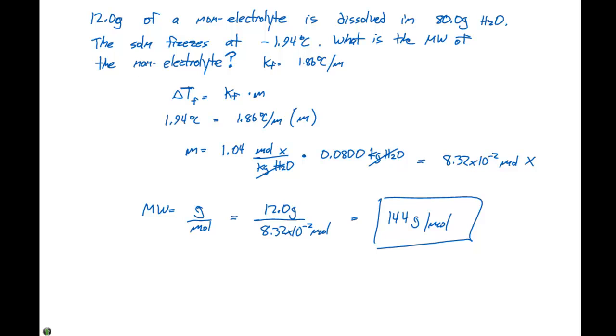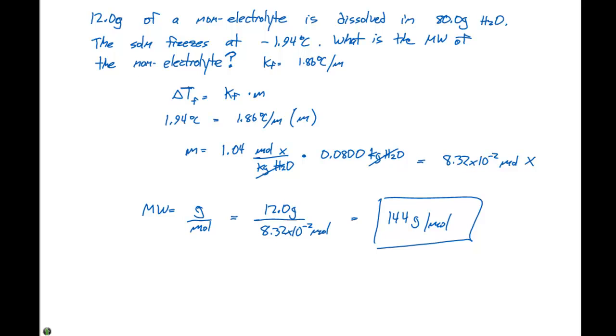So anytime we're given one of these colligative properties, and depending on what concentration unit we're given, in this case we're given molality, most of our concentration units will give us moles of something, or grams of something, and we can convert using the given quantities. So here we have moles of this non-electrolyte per kilograms of water. We know how much water we have. That enables us to calculate moles of the non-electrolyte.